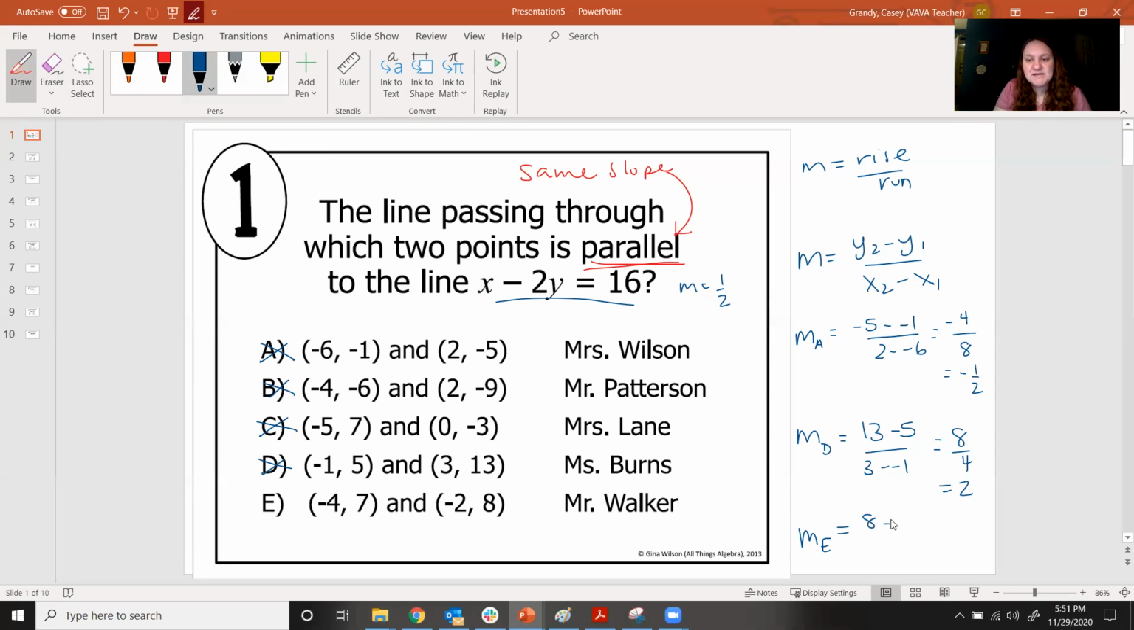8 minus 7, negative 2 minus negative 4. 1 over negative 2 plus 4 is a positive 1/2. That's the one we want. So our answer is E.